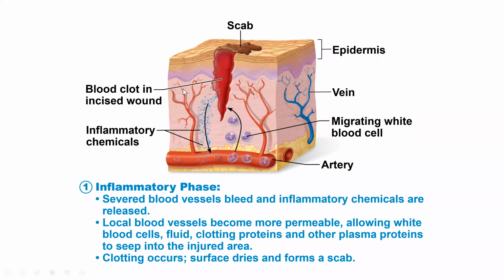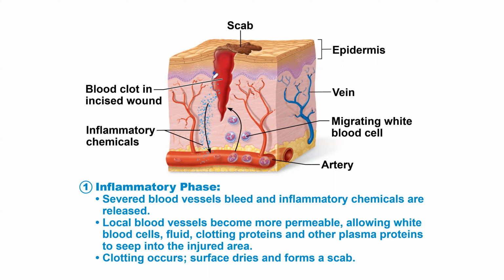So here's our first stage that's called the inflammatory stage. So remember, we're going to start with inflammation. Severed blood vessels bleed and inflammatory chemicals are released. So here you have a cut that is pretty deep because you go beyond the epidermis. So that's the epidermis, so you go deep into the dermis, right? Now, epidermis is avascular, but dermis is highly vascular. So we're gonna cut through blood vessels, and of course, we're gonna fill in with blood, right? This area will fill in with blood.